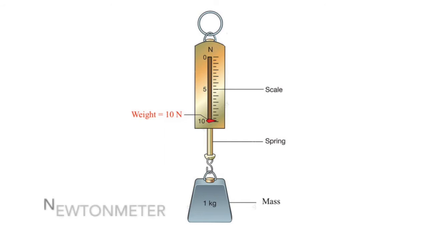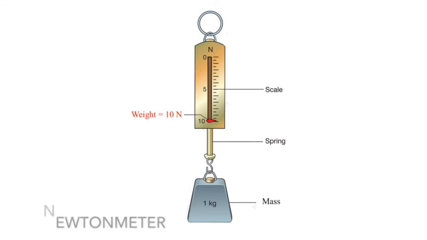This demonstration explains to us that mass and weight are different quantities. Mass is measured by balance, we've learned before, and weight is measured by force meter or Newton meter. So a 1 kilogram object's weight is 10 Newton when you measure by Newton meter.